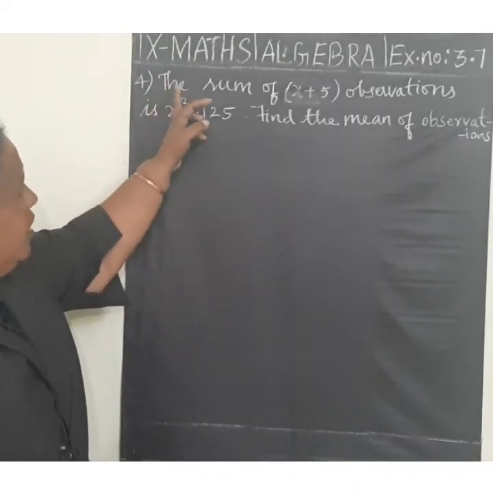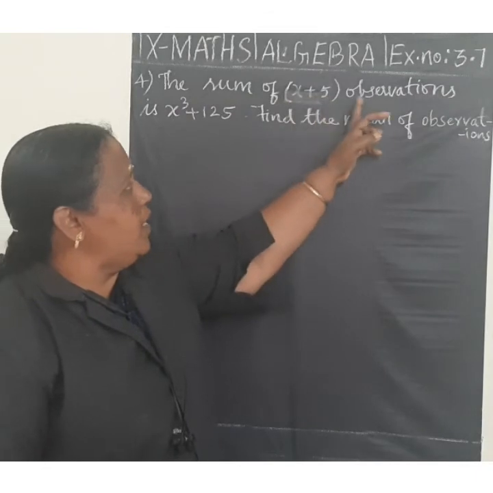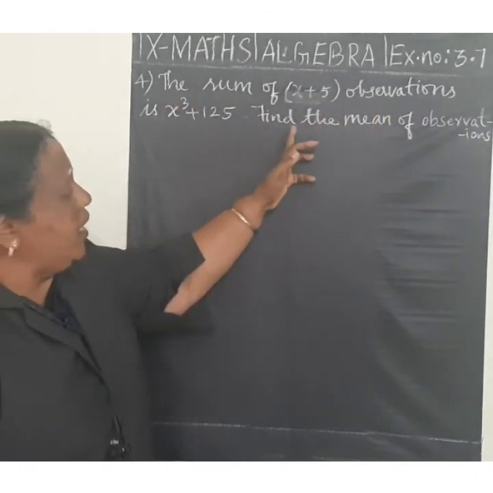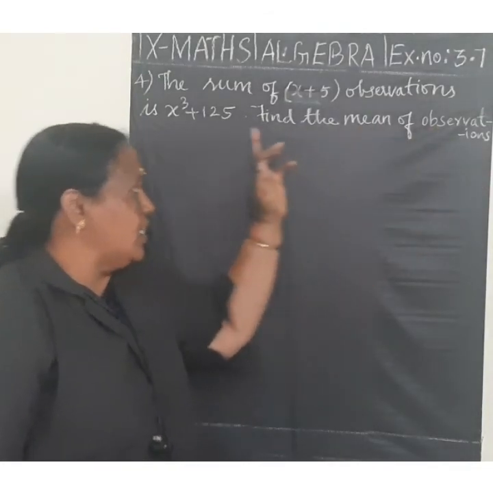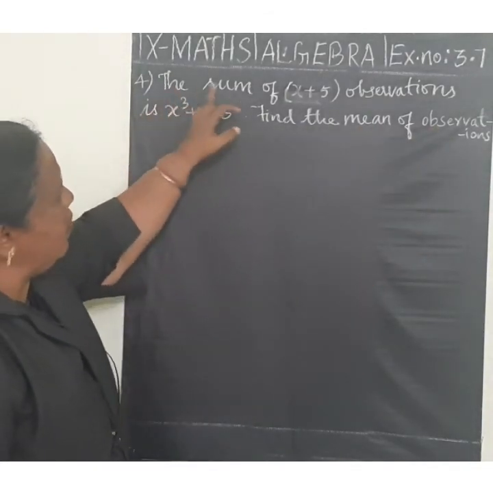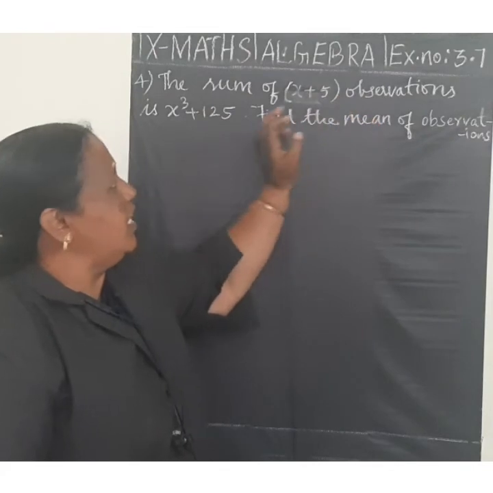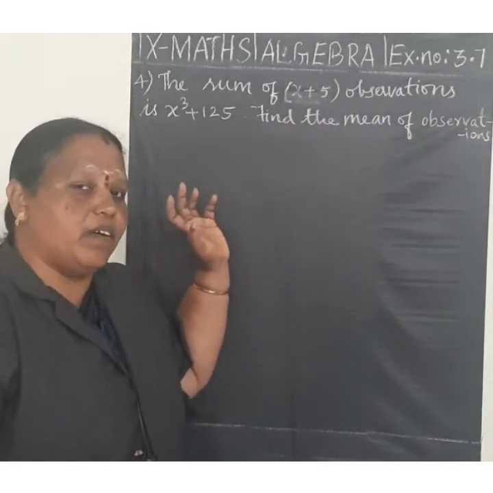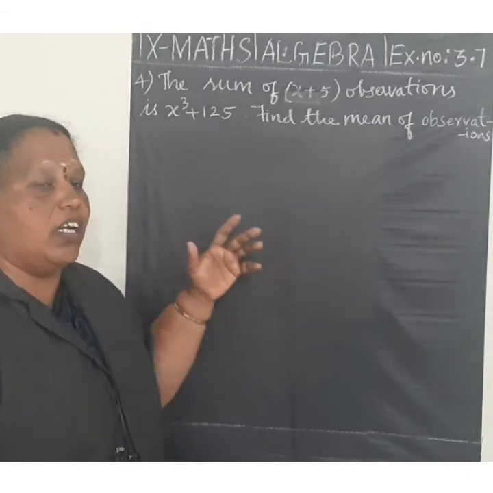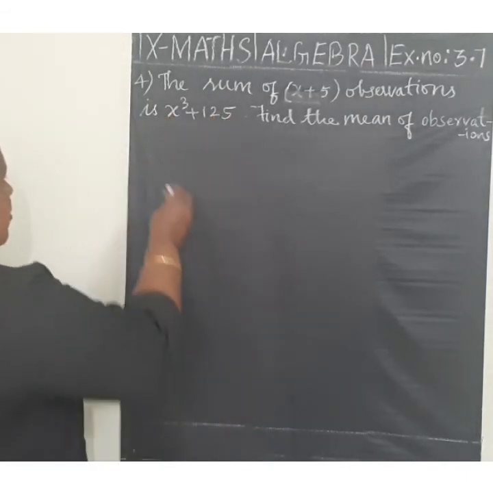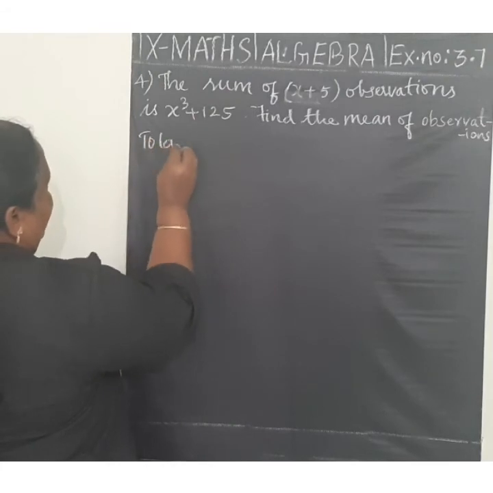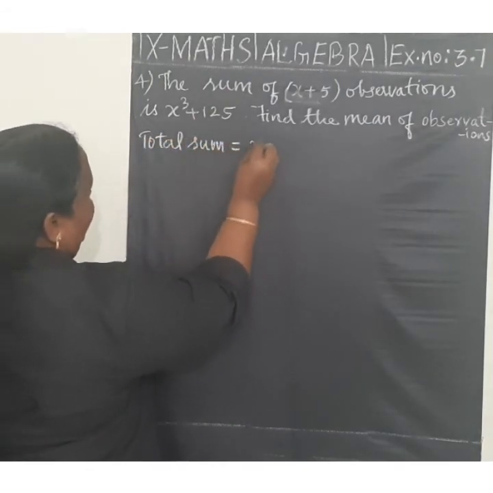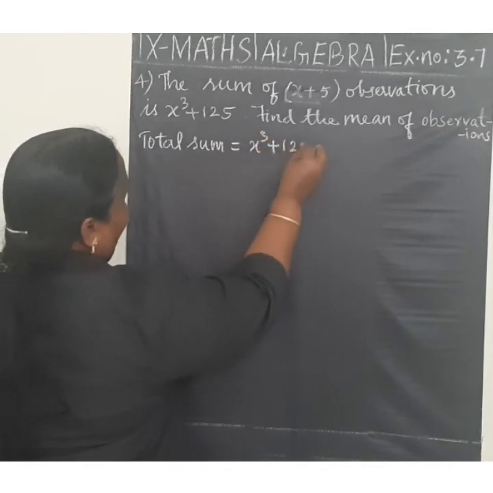Next, fourth sum: the sum of x plus 5 observations is x cube plus 125. Find the mean of the observations. Here they have given the sum of x plus 5 observations. When they observed these x plus 5 observations, they got the total sum equal to x cube plus 125. So we write: total sum is equal to x cube plus 125.